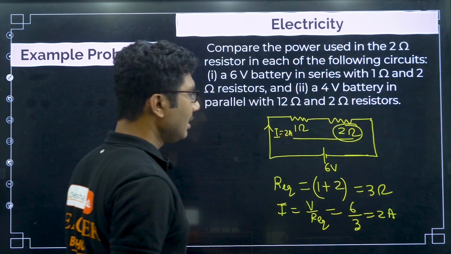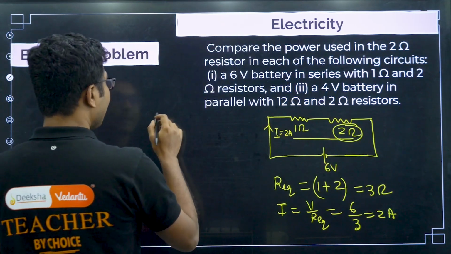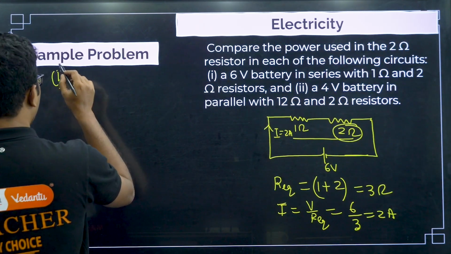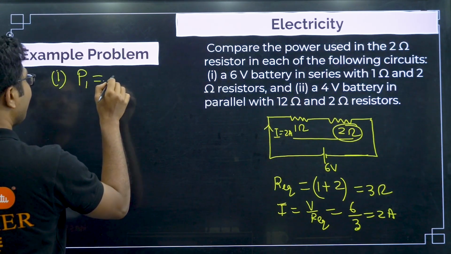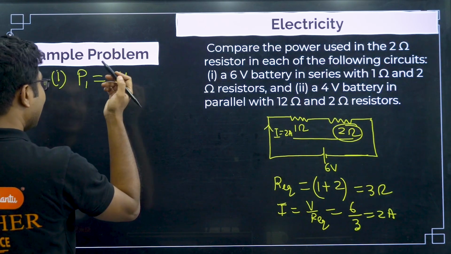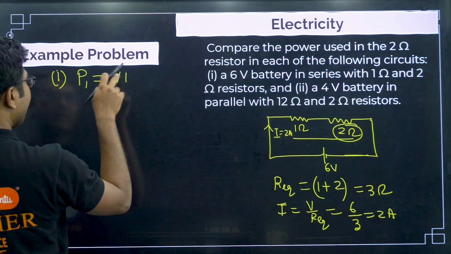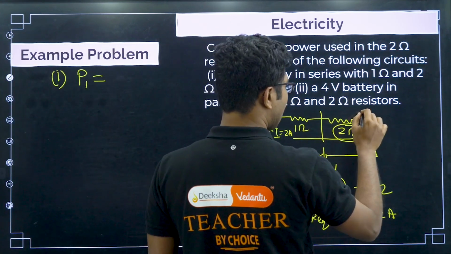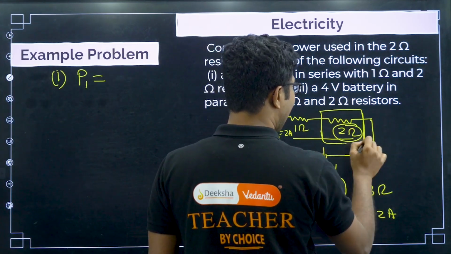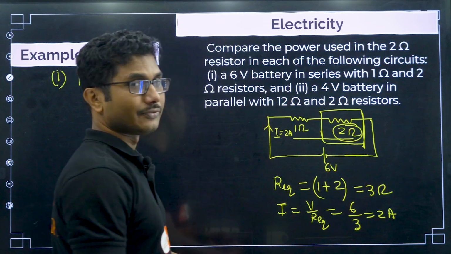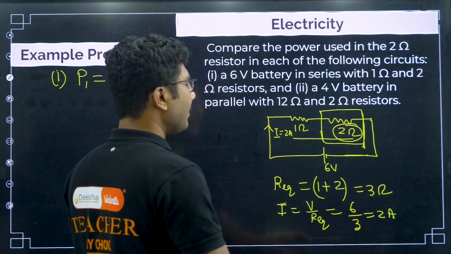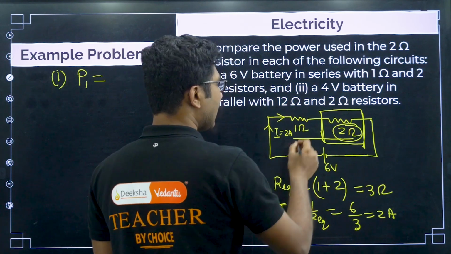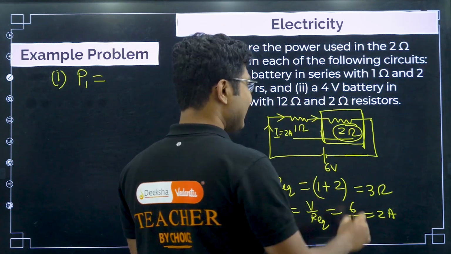Now how to find the power? So power, case A. Let this be case 1. In case 1, power is given by, say P1, V into I, or V square by R. You cannot use it here because we are trying to find the power across this resistance, right? So across this resistance voltage is not 6 volt. So you cannot use that, but what you know is that current is 2 ampere. 2 ampere current is flowing here, 2 ampere current is flowing through this resistance as well.